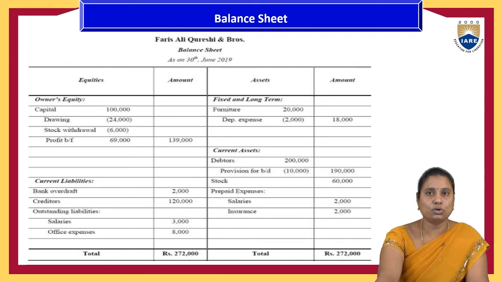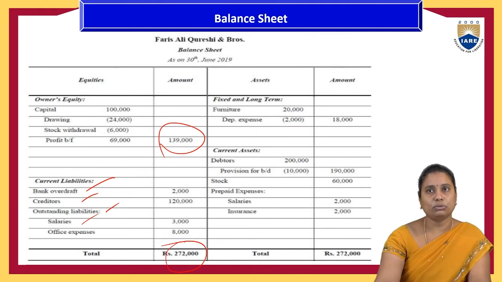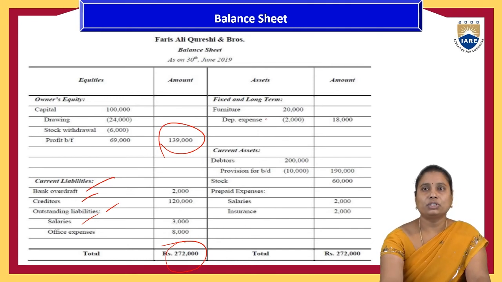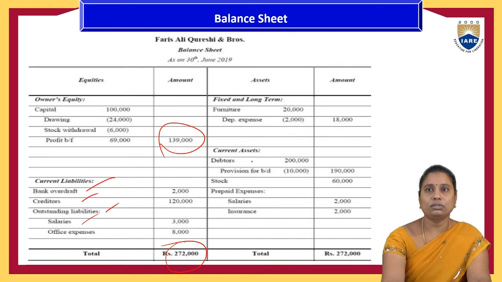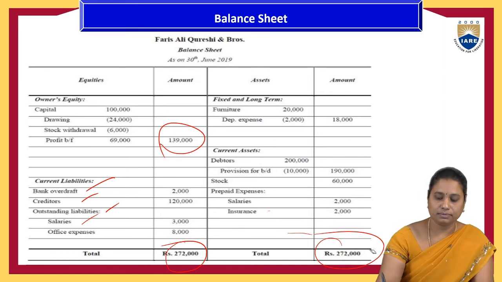less of the drawings and stock taken by the drawer, and the profit we have added before that, total capital 1,39,000, bank overdraft, creditors, outstanding liabilities, salaries and expenses are accumulated to the total liabilities of 2,72,000, and it is balanced with the furniture after depreciation and the debtors after provision for bad debts, stock, prepaid expenses, salaries, insurance amounts. So that is a balance sheet preparation with the adjustments.